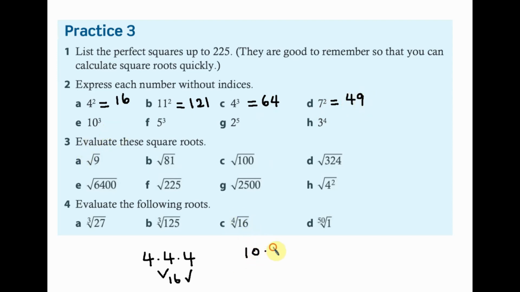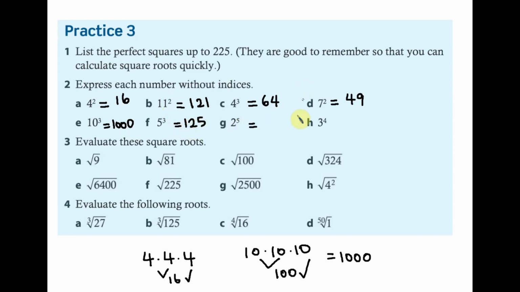10 cubed. What happens if you multiply 10 3 times? Since these are powers of 10, 10 times 10, I get 100. You have 2 zeros, so I should get 2 zeros. 100 times 10, you have a total of 3 zeros, so this should be 1,000. 5 cubed. 5 times 5, I get 25. 25 times 5, I should get 125.